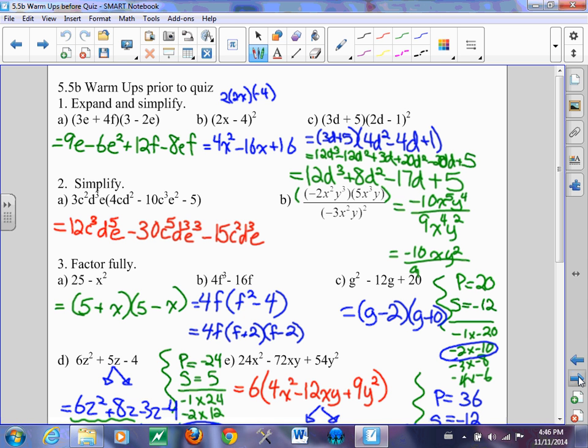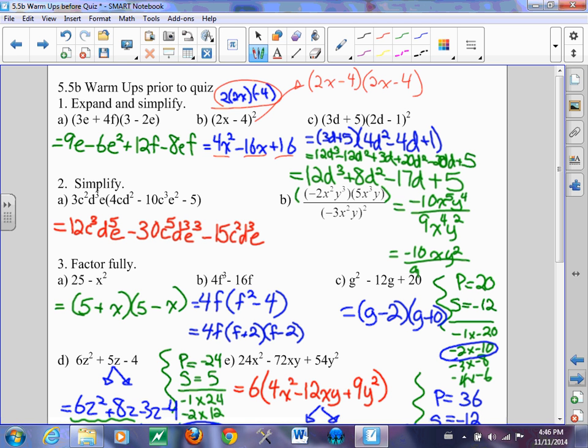For squaring a binomial, you could do (2x - 4) and expand it out to (2x - 4)(2x - 4). Use FOIL, collect like terms, and you'll get the same answer. Or you can use a shortcut, and I'll go over the shortcut. Square the first, double the product, which gives you that middle term, and square the last.